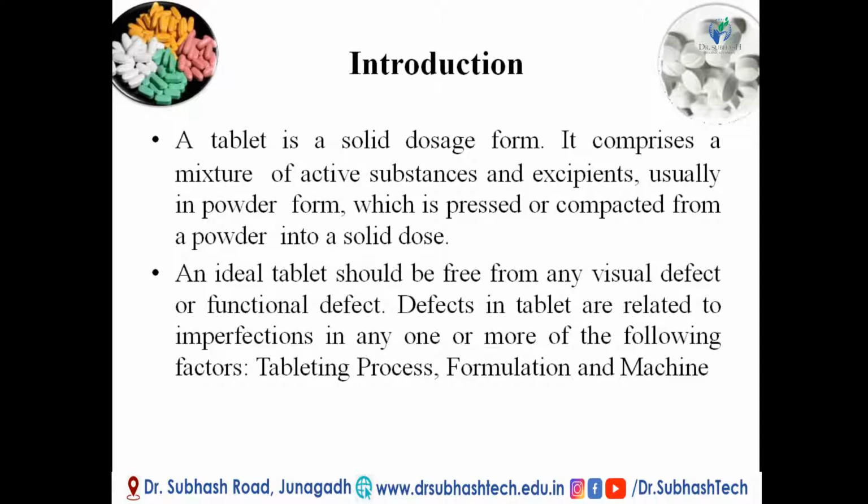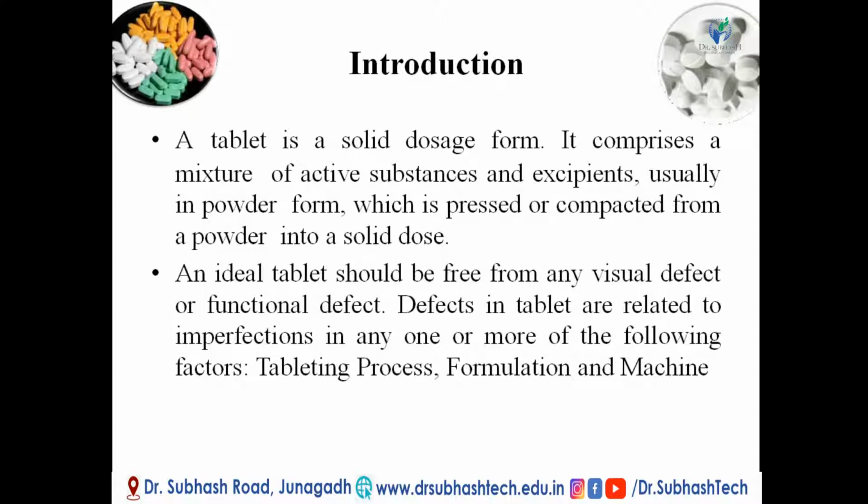Introduction. A tablet is a solid dosage form. It comprises a mixture of active substances and excipients, usually in powder form, which is pressed or compacted from a powder into a solid dose. So what is a tablet? A tablet is one type of solid dosage form, made up of a mixture of active substances with excipients in powder form, which is compressed with the help of a tablet compression machine.